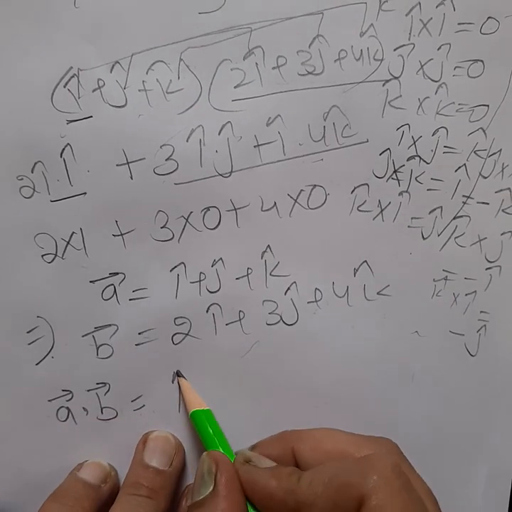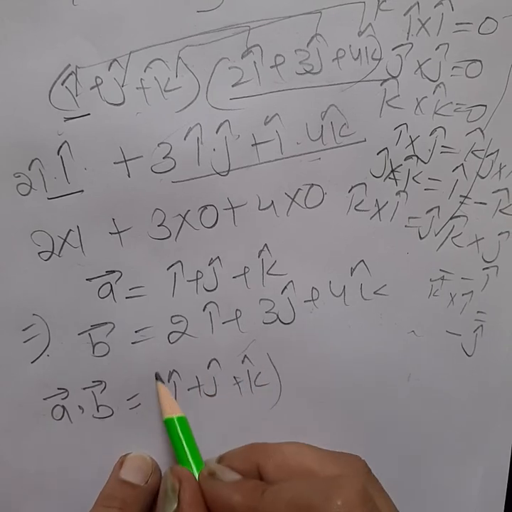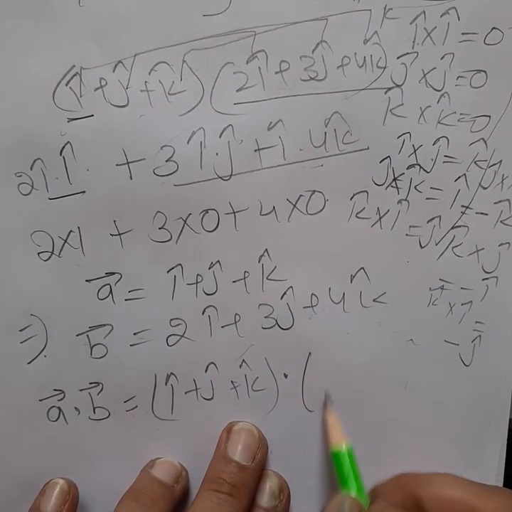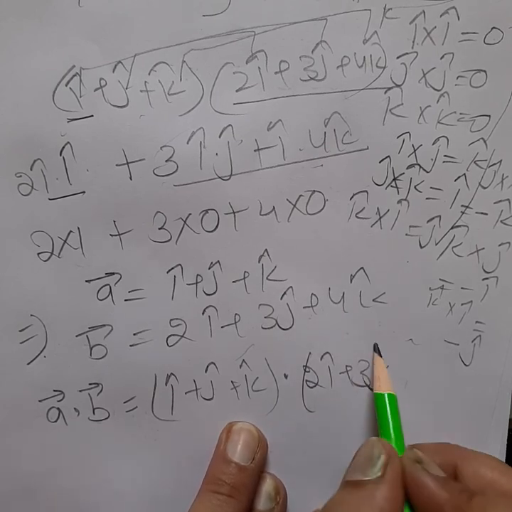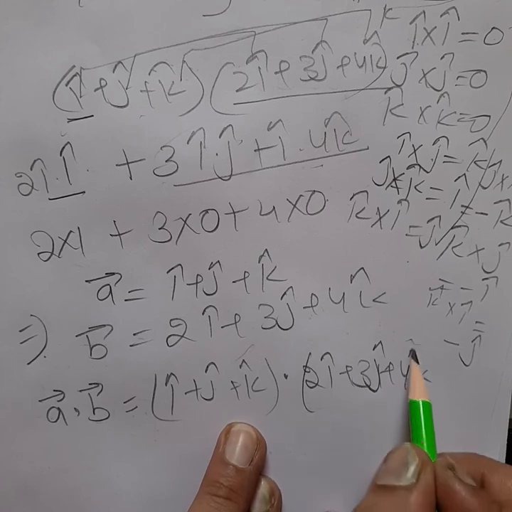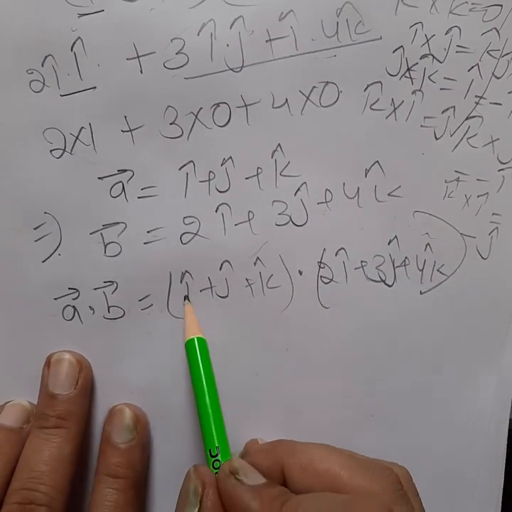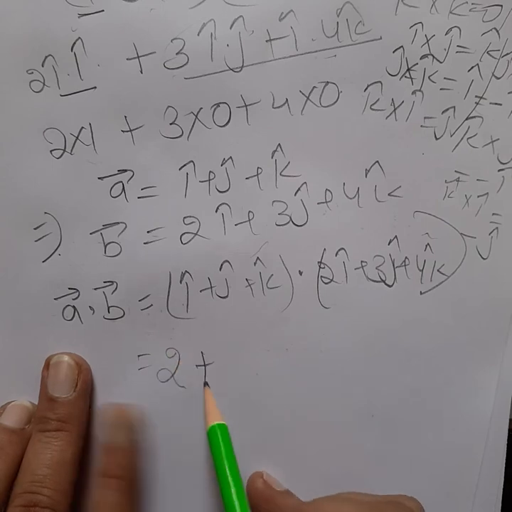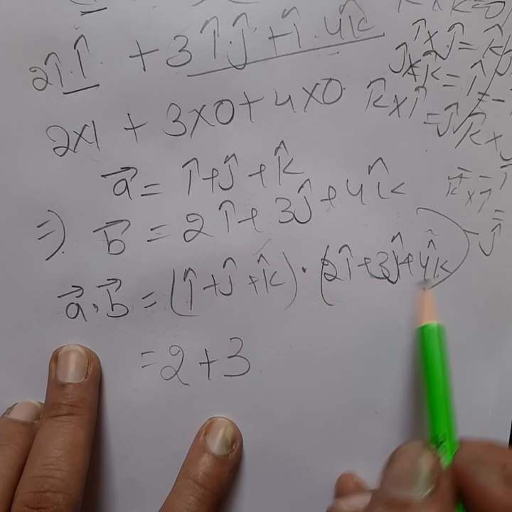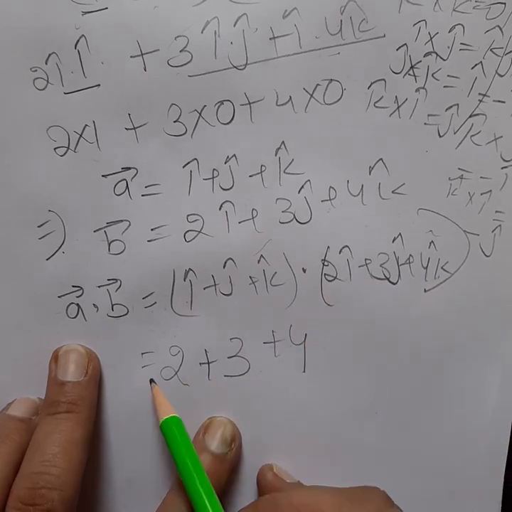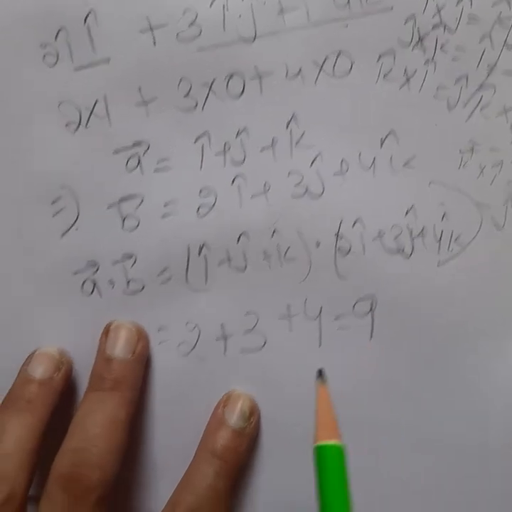For this we write i plus j plus k, and we take the dot product with 2i plus 3j plus 4k. We multiply i dot i, 1 times 2, so we get 2, and j dot j, 1 times 3, so we get 3, and k dot k, 1 times 4, so we get 4. So 2 plus 3 is 5, plus 4 is 9, we get 9.